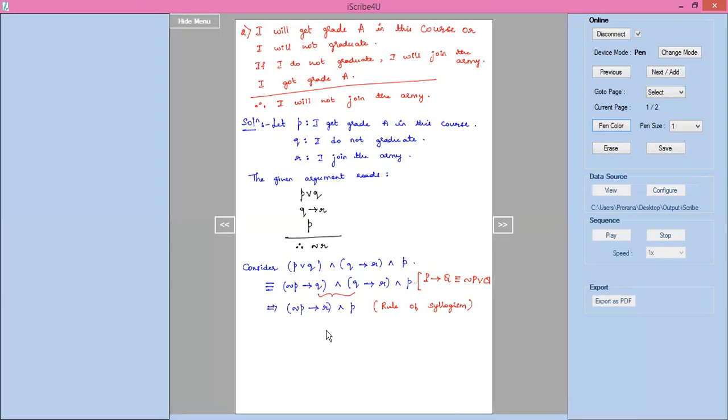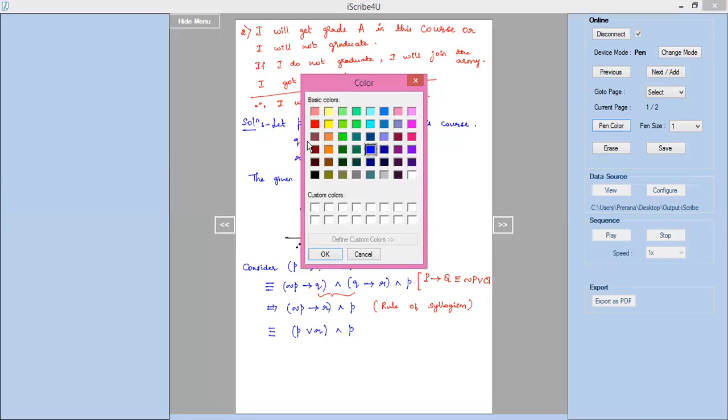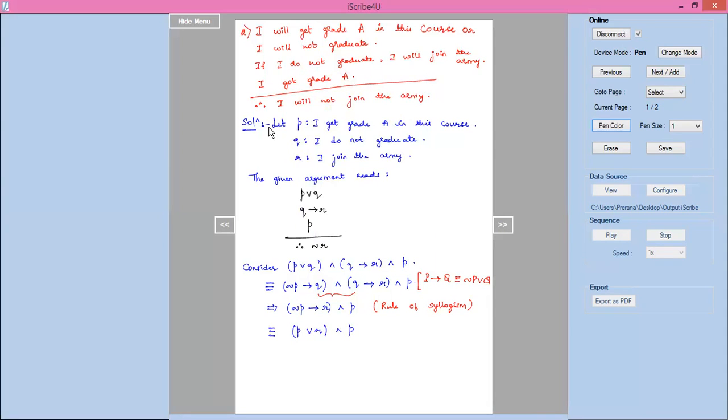Before applying another rule, we again remove this conditional. Using the same expression, P conditional Q can be written as negation P or Q. So we will use it once again and write down the or form of this. So this can be written as P or R. So this is nothing but logically equivalent to P or R and P. So again I applied the formula P conditional Q is logically equivalent to negation P or Q.